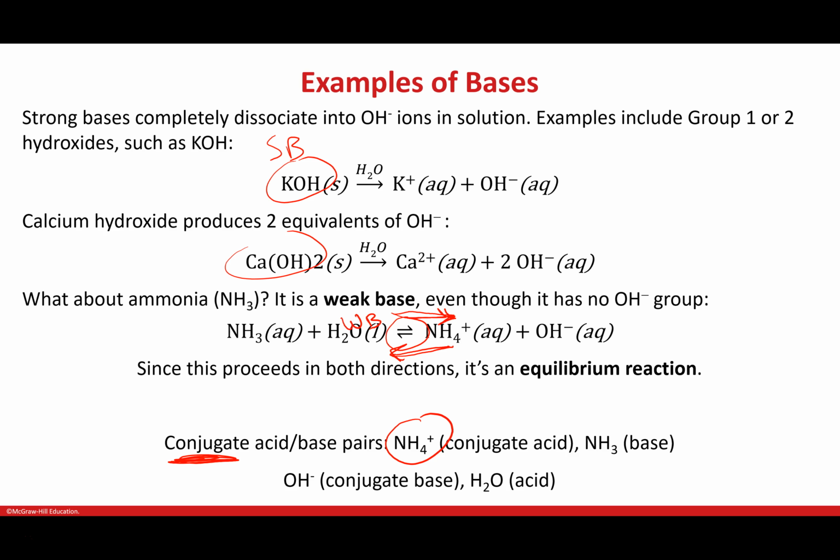Differ by a proton. Differ by an H plus. And you see how OH minus and H2O differ by an H plus? They are another example of a conjugate acid-base pair. Those a few slides ago, when we did your terms, you guys did conjugate acid-base pairs there too.